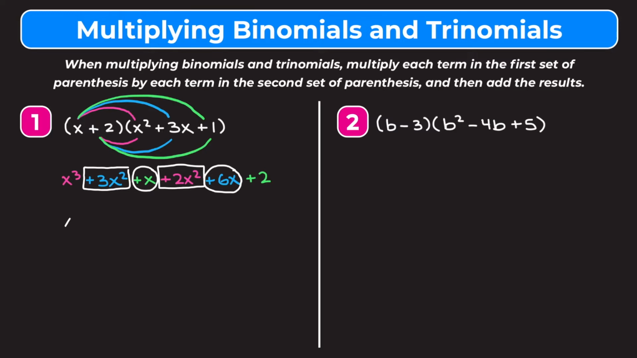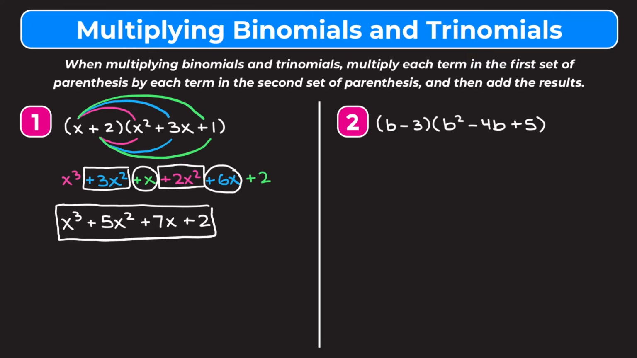So we're going to have x cubed. When we combine the x squared terms, the plus 3x squared and the plus 2x squared, we're going to get plus 5x squared. When we combine the x terms, plus x plus 6x is going to be a plus 7x. And then again, we can't do anything with the 2, so we just have a plus 2 at the end. So we get x cubed plus 5x squared plus 7x plus 2.